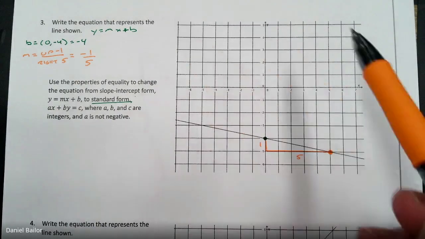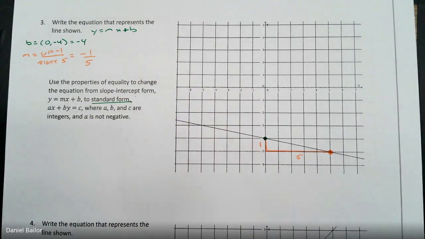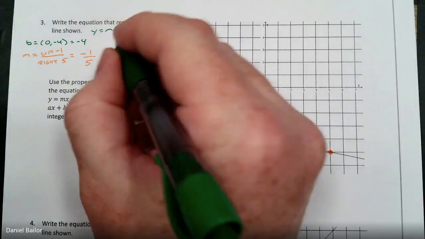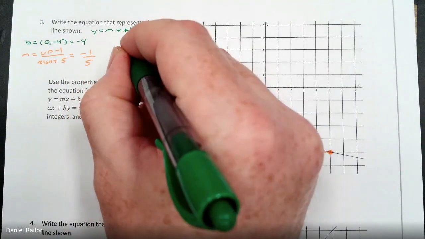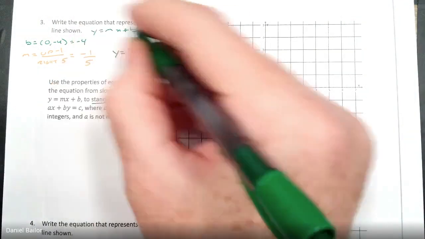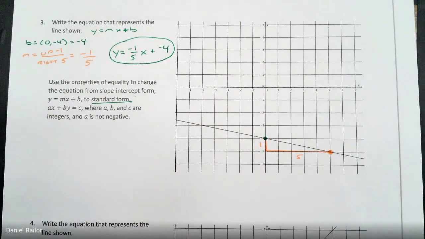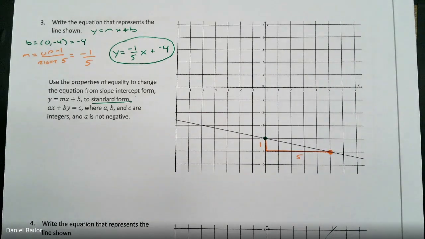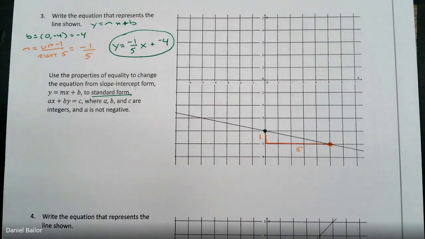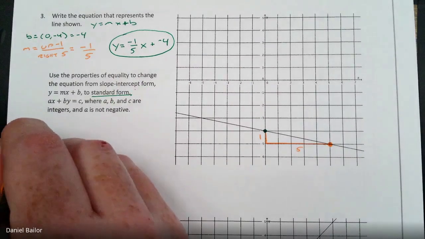So to make the equation, step one, find the intercept. Step two, find the slope. Step three, substitute. So I get y equals -1/5 is m, x plus b, which is -4. And that is my equation in slope-intercept form. Now I need standard form. So I'm going to use my properties to change from this to standard form. So let's start with slope-intercept.